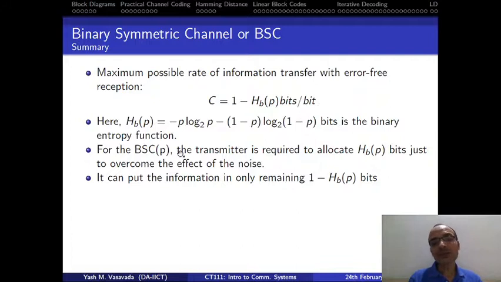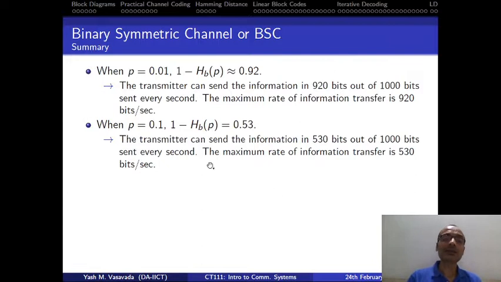The reason is that over BSC, the transmitter is required to allocate HB of P bits just to overcome the effect of noise, where HB of P is just the binary entropy function of the binary symmetric channel. And we need those many bits because the size of the typical set is 2 to the power n times HB of P. So we cannot put information in those n times HB of P bits. We can put the information only in the remaining 1 minus HB of P bits, and that is the reason why the rate is bounded by this capital C.